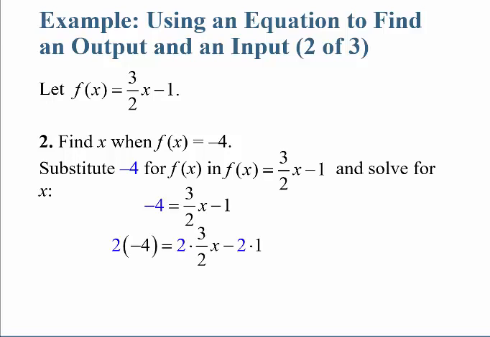What I'm going to do is multiply everything by 2 to clear the denominators. So 2 times negative 4 is negative 8. The 2's cancel here, you're just left with 3x. And 2 times 1 is just 2. Then I'm going to add 2 to each side. Negative 8 plus 2 gives me negative 6. I'm going to divide by 3, and x is equal to negative 2. So here I gave you what f of x is, and I replaced that in the equation and then solved.